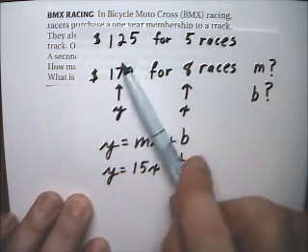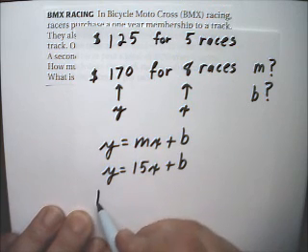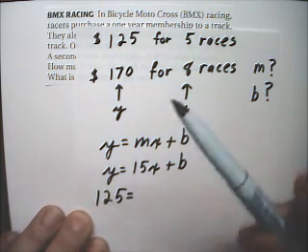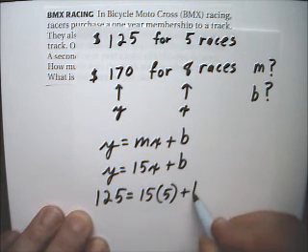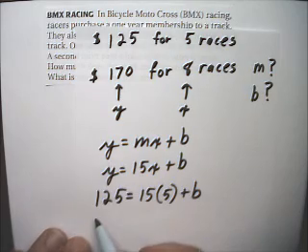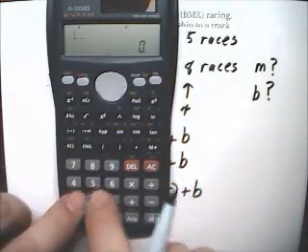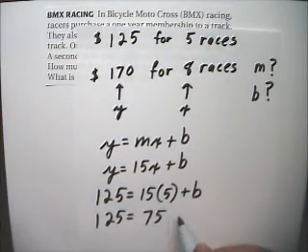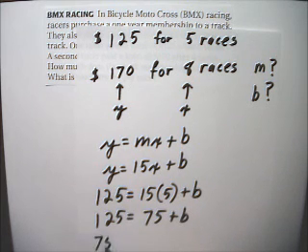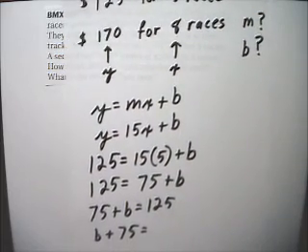And I can use either one of these. I'm going to use the 5 and the 125. They're smaller numbers. We said the 125 is a y, the dependent variable, so 125 equals 15 times 5 plus b. 15 times 5, that's 75. So 75 plus b equals 125. b plus 75 equals 125.